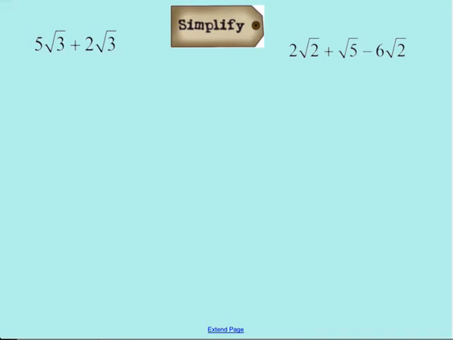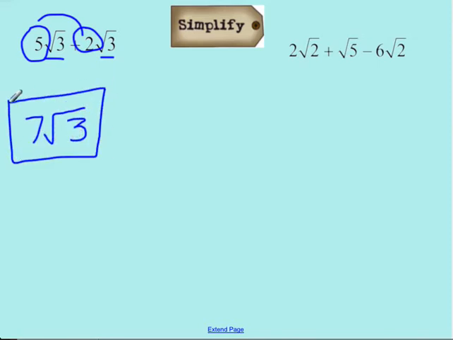All right, let's take a look at this. So this is really simple to start off with. So when I take a look at this, first I notice that they're both square roots of 3. So since they're like terms, that means I can add the number on the outside. So I'm going to take 5 plus 7. And then I'm going to leave it as the square root of 3. Okay, so when I add them, I just leave it as the square root of 3.